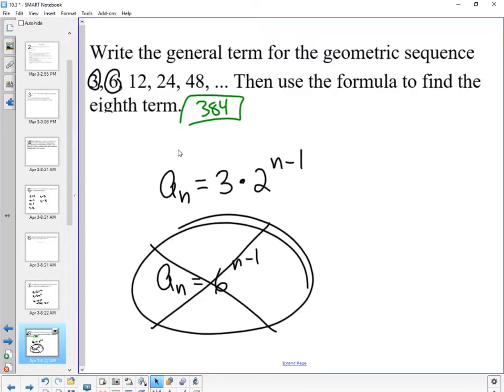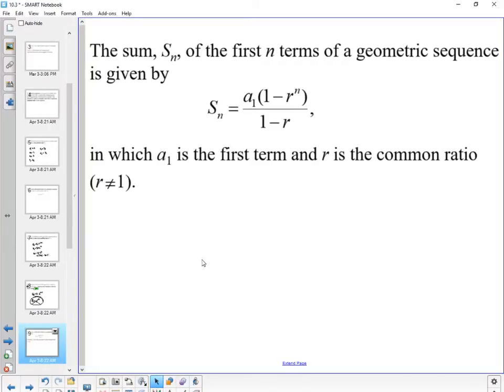Now that we can do this geometric stuff, we want to find the sum of a bunch of them. Here's your formula for that. To find the sum of the first n terms in a geometric sequence, you're going to take a sub 1, multiply it by 1 minus the ratio to the nth, and then divide it by 1 minus the ratio. It's just fractions in there. It'll be a little tedious, but it's not hard work.